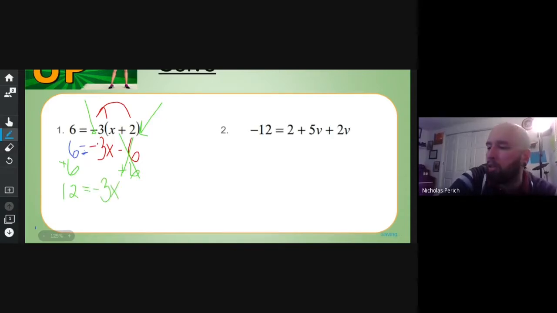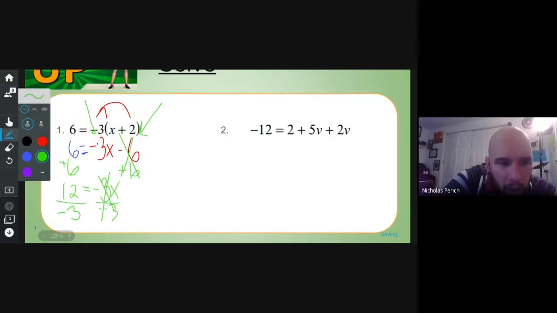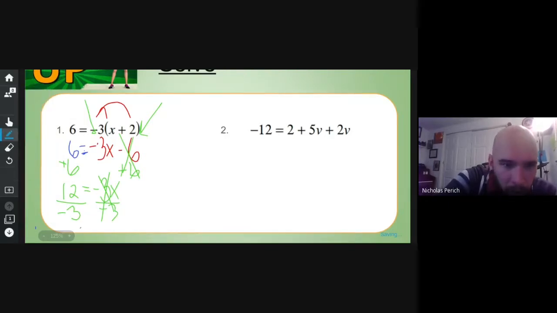Those of you who are on the chat, if you want to throw your answer in the chat ahead of time, that's perfectly acceptable. I will not scream at you. Edna already did. So if I were to divide both sides by -3, I would get -4 equals x. Well, I don't like the way that looks. x equals -4. Boom.